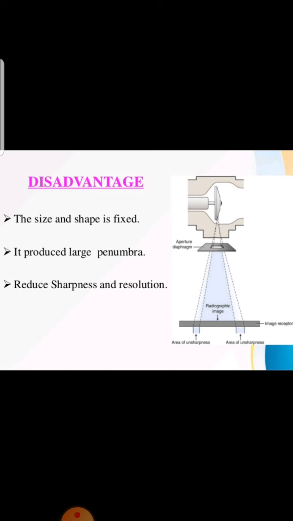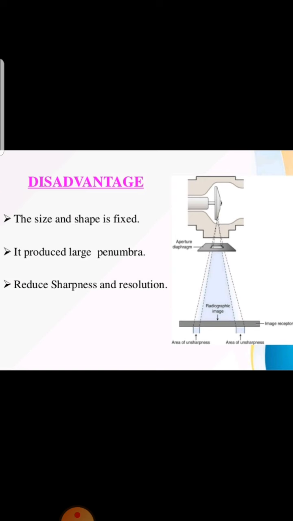The disadvantages are that the size and the shape are fixed. It produces a large penumbra. Penumbra is basically a shadow that is caused by an opaque object. So the disadvantage related to the diaphragm aperture is that it produces a large penumbra, because it can restrict the primary beam as well.